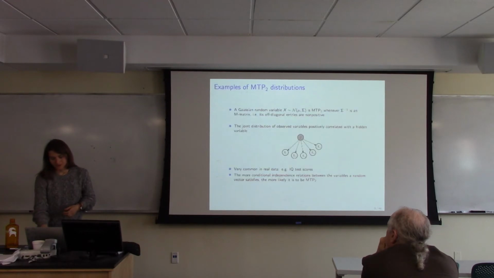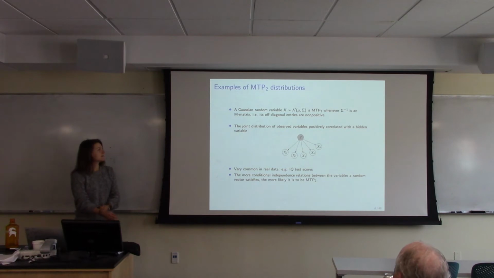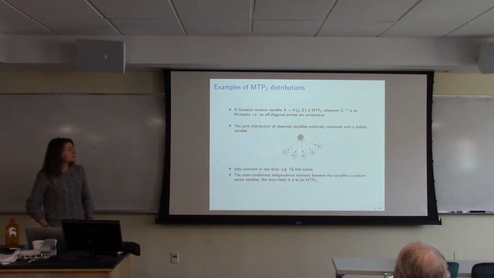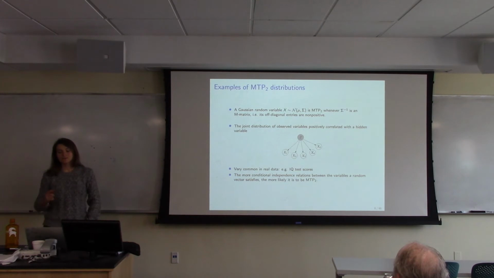Okay. So here are some examples of MTP2 distributions. If we take a Gaussian random variable with mean mu and covariance matrix sigma, then it's MTP2 whenever sigma inverse is an M matrix. In other words, its off-diagonal entries are non-positive. So this in particular implies that the off-diagonal entries of sigma are non-negative. So the covariances are all positive, but it's a stronger condition. So you can find matrices sigma for which the whole matrix is non-negative, but its inverse is not an M matrix.